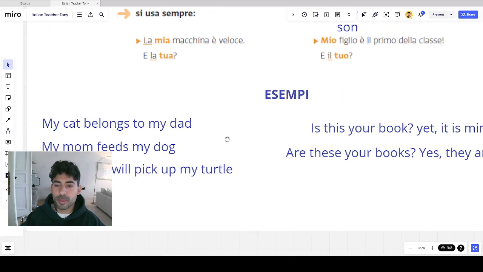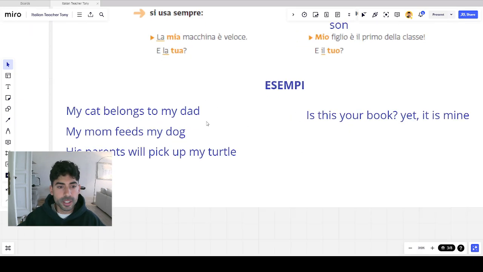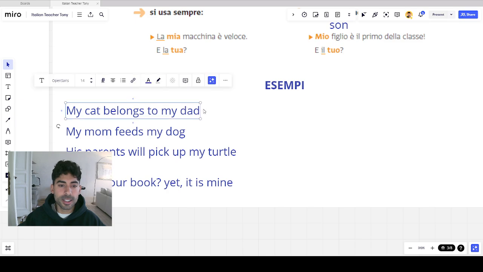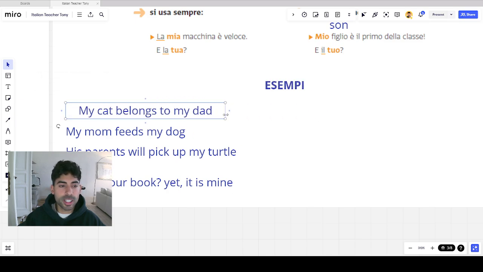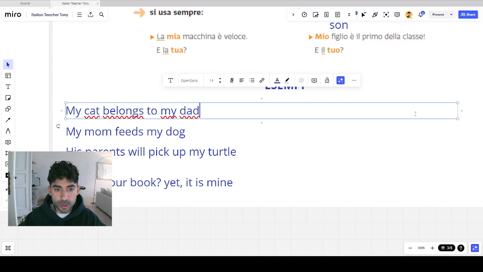I have a few examples here. I'm just going to do a few for you. Let me delete this one because it's repetitive. My cat belongs to my dad. Well, let's have a look. Here we're talking about a family member. Let me do it like this. And we, as usual, use our green for Italian. And the translation is going to be il mio gatto. You put il because cat is not a family member and mio is an adjective. Il mio gatto appartiene.